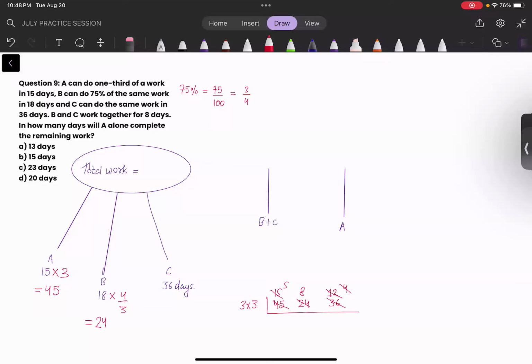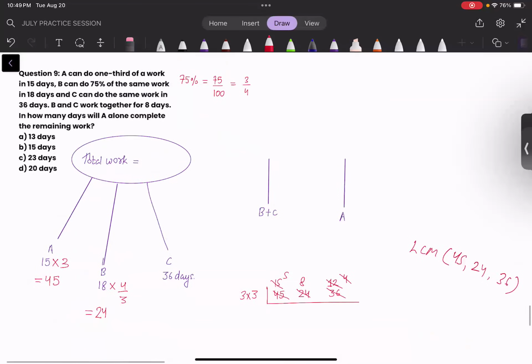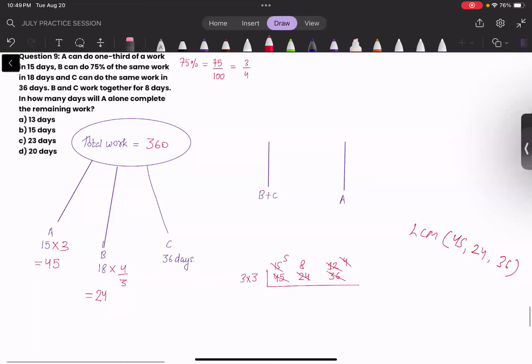Next information: C can do the same work in 36 days. Is it the right value? Yes. So this is what is given. The first thing I will have to do is calculate the LCM of 45, 24 and 36. This LCM will come out to be 360.